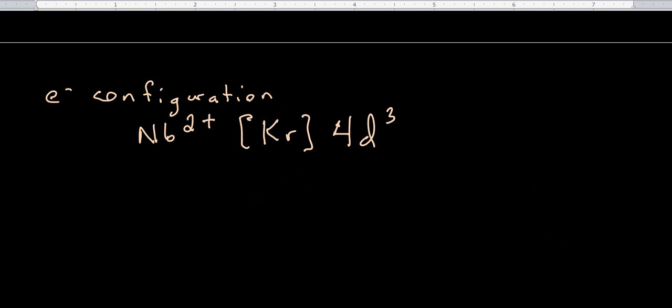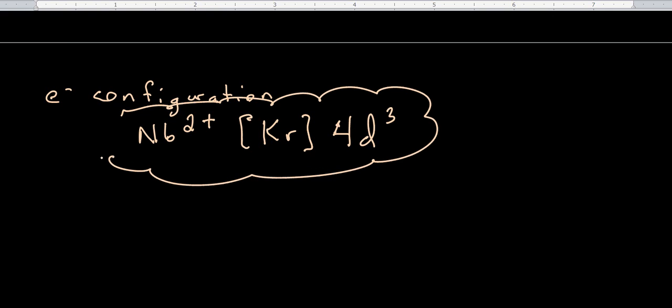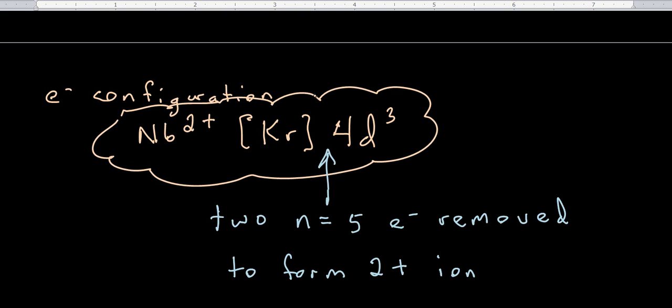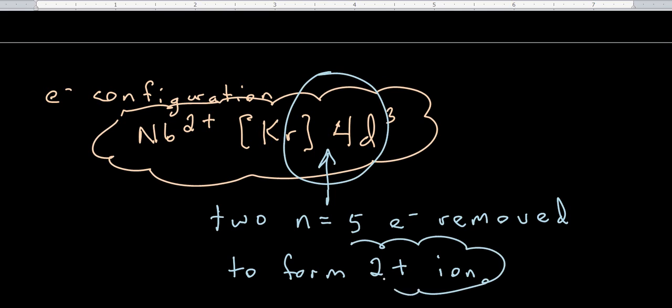The electron configuration for the 2+ ion would now look like this, where the n equals 5 electrons have been removed. Since right in here we removed 2 n equals 5 electrons, the 5s2 electrons are now missing. That's why this ion would end up being a positive 2 ion.